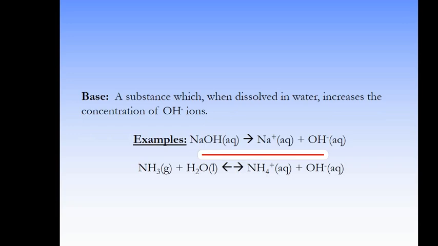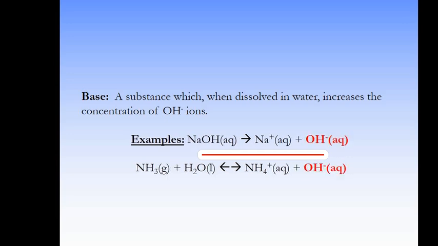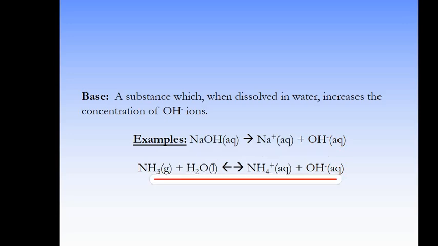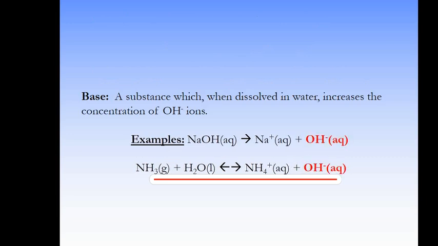The first is sodium hydroxide. Dissolved sodium hydroxide, when it does dissolve, completely dissociates into sodium ions and hydroxide ions. And of course, since you see the presence of the hydroxide ion formed as sodium hydroxide dissolves, that tells us it's a base. Similarly, the second example is ammonia. When ammonia gas dissolves into water, it reacts with the water to form the ammonium ion and also hydroxide ions. So because it produces hydroxide ions, ammonia gas is a base.